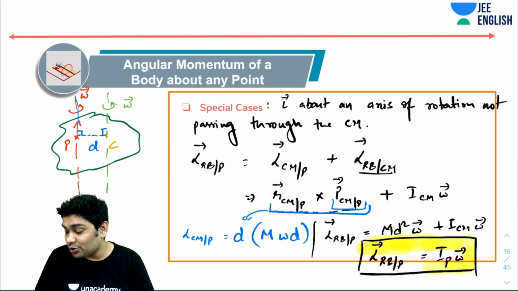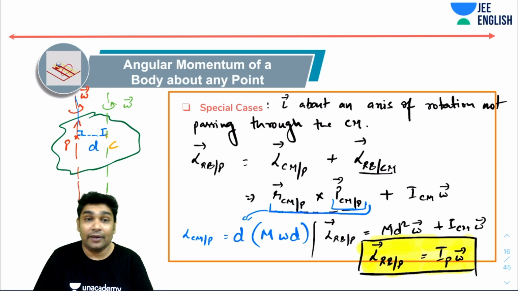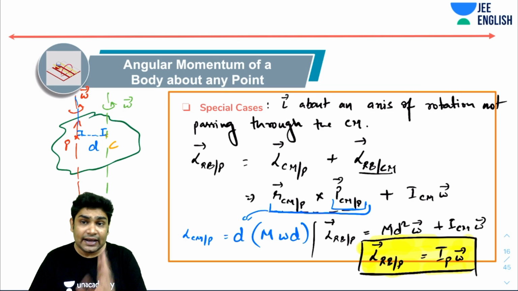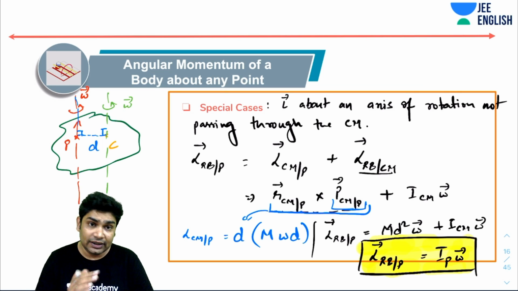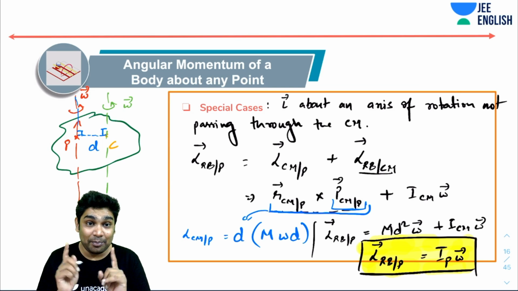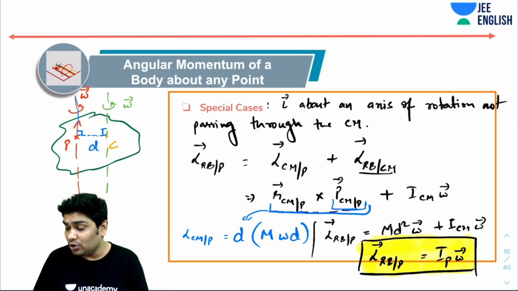I just wanted to show you the proofs of everything like that. So remember this result. The angular momentum of any body in pure rotation about any axis passing through any point P on the rigid body will be I about the axis passing through P times omega vector. So this is how you write the angular momentums in pure rotation. In pure rotation, all you need to do is use this expression, and you are sorted.